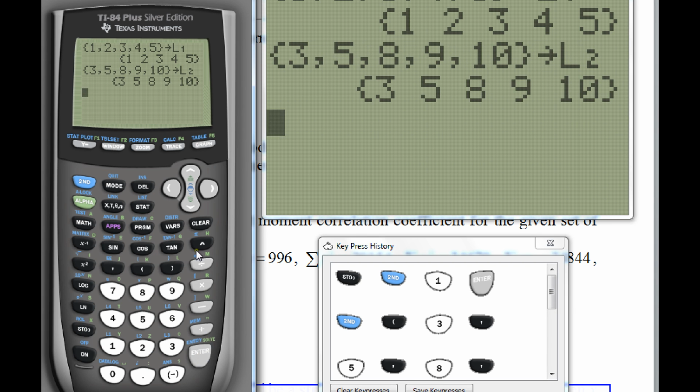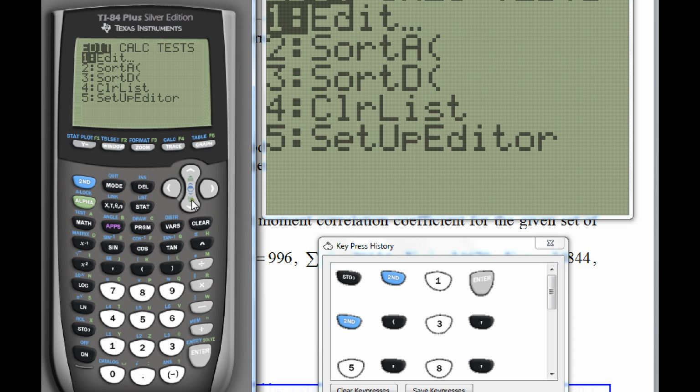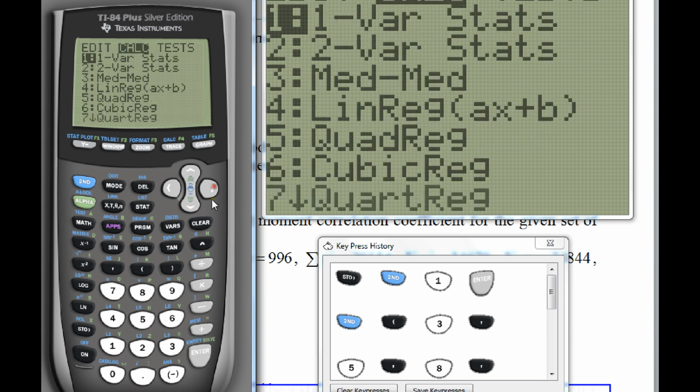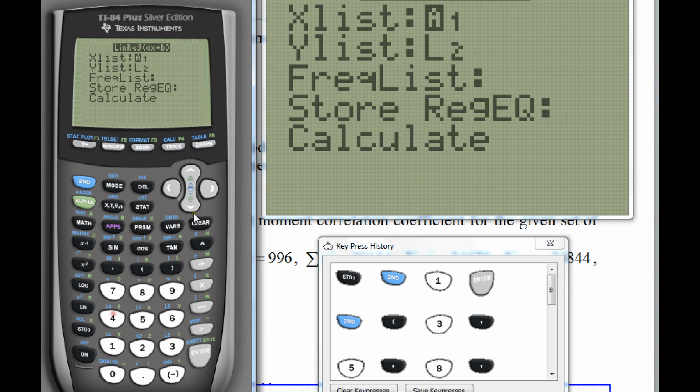Okay, now what do you do? You go to Stat, Calculate, for, and then your X list. Note your X list is L1, and your Y list is L2. For now you don't bother. You just put L1, L2.